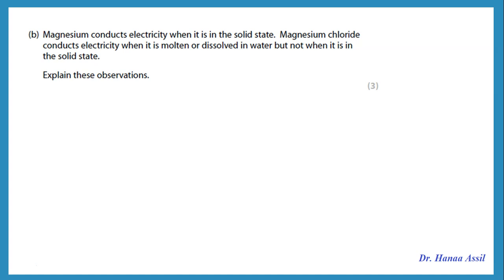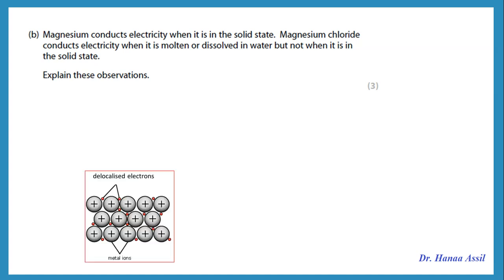Magnesium conducts electricity when it is in the solid state. Magnesium chloride conducts electricity when it is molten or dissolved in water, but not when it is in the solid state. Explain these observations. You should realize magnesium is a metal, and metals conduct electricity whether they are solid or molten. And this is because the metal has free moving delocalized electrons that can conduct electricity.